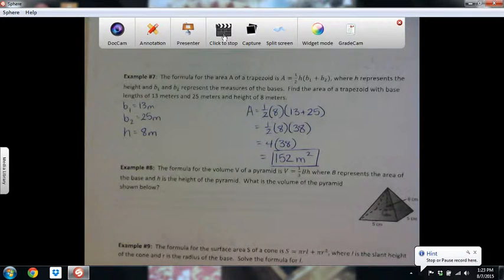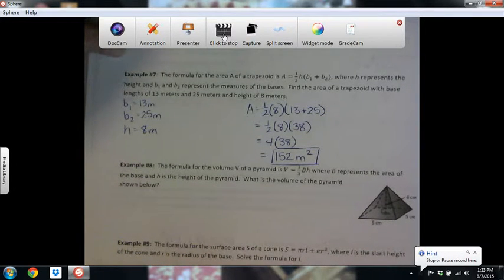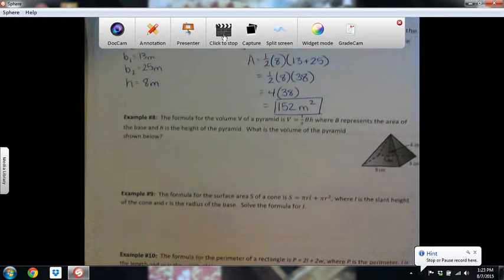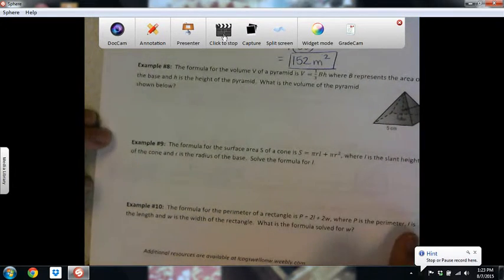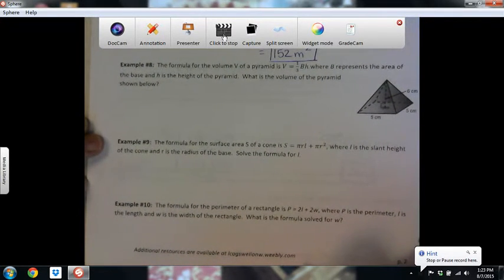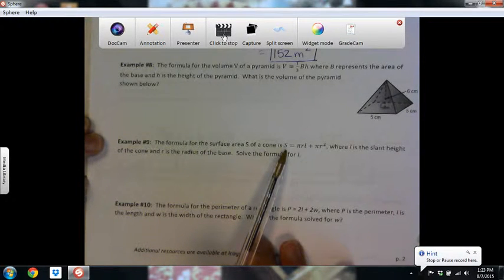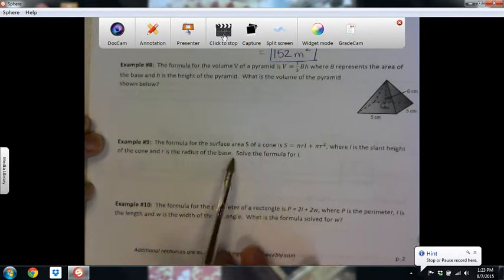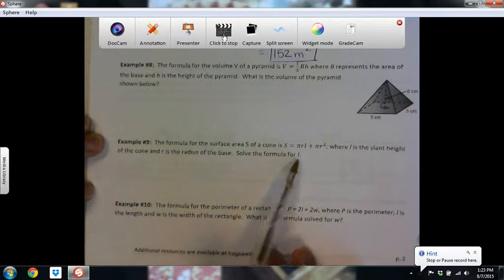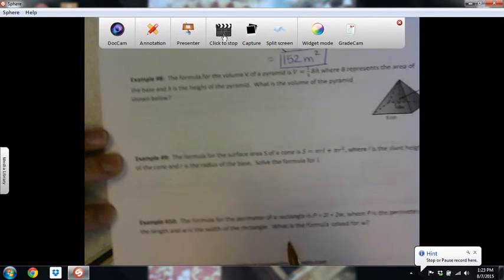Surely you've used a formula before. You could do that same kind of process for example number 8, but what I really want to focus our time on is how do you transform a formula. Sometimes, for example, this is asking you to find the surface area of a cone, but really I'm not interested in the surface area. I'm trying to find the slant height in this case, which is the L.